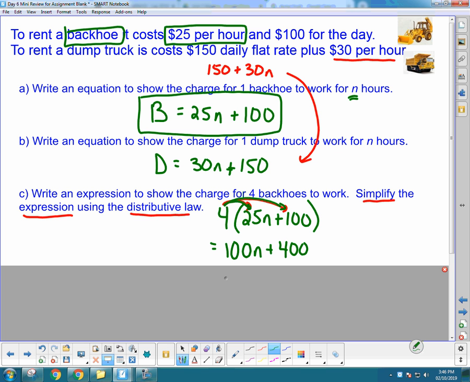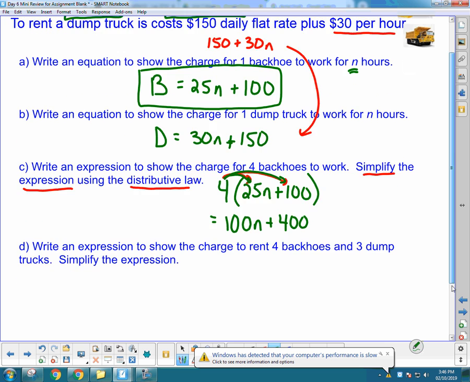And if we stop and think about this, this number makes sense. If it's $100 per day for each backhoe and I rent 4 of them, it must be $400 per day. And if it's $25 an hour for each backhoe, but I've got 4 of them, that's $100 each hour. So this expression makes sense, and it's good that the algebraic rule of rainbow and distributive law makes sense to what we're doing. Now we can go even a step further.